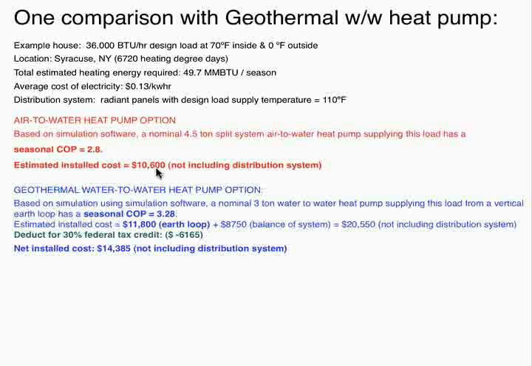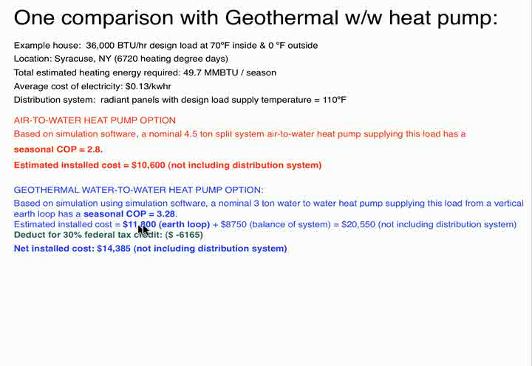Now, here's the geothermal option. Again, I used manufacturer software. I ran the simulation, and seasonal COP almost 3.3. So you can see if you compare the COPs, 2.8 versus roughly 3.3, it's no question the geothermal system has the higher COP, but I want you to remember you don't pay for COP. You pay for kilowatt hours. Let's take a look at the installed cost.